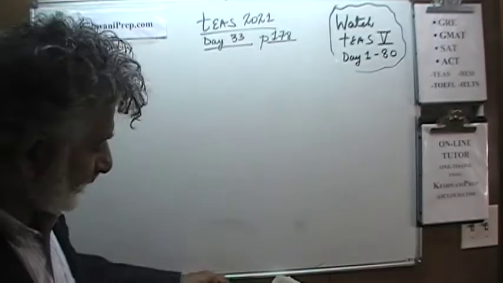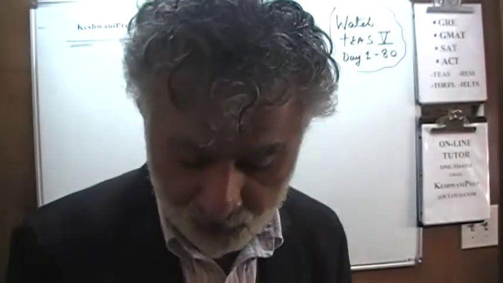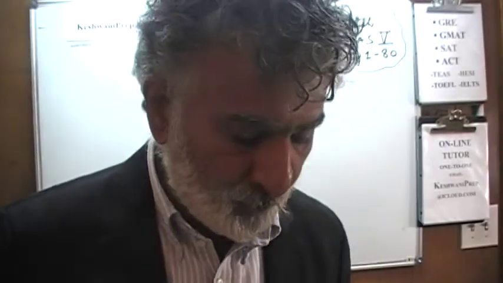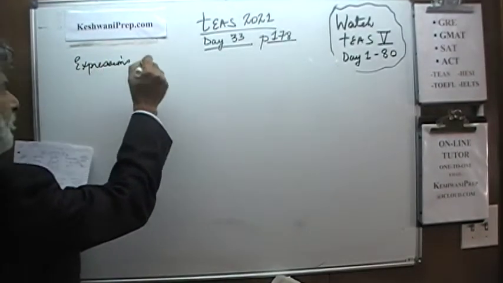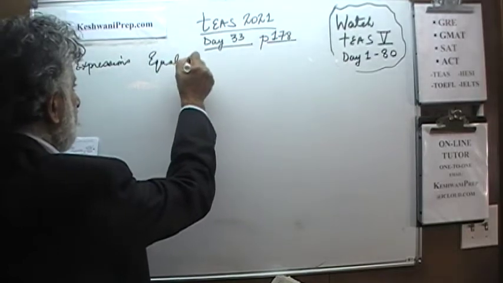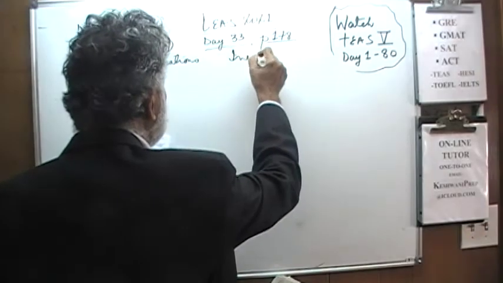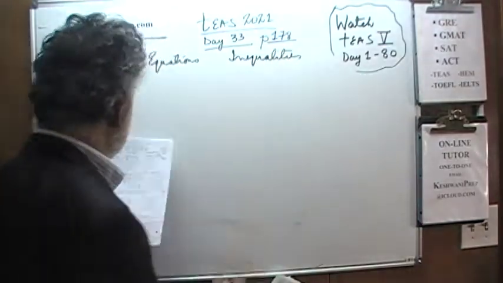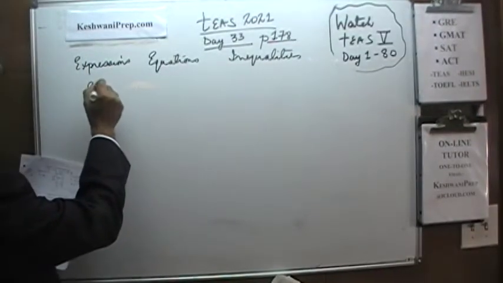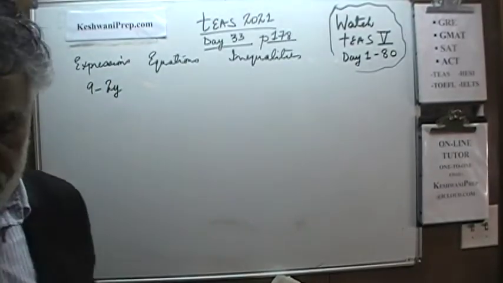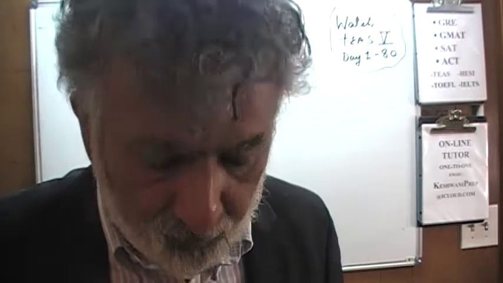On page 178, we deal with three concepts: concept of an expression, an equation, and an inequality. Expressions, equations, and inequalities. Let's go through them. It's a very straightforward, simple concept. For example, something like this: 9 minus 2y. This is what you will find on top of the page number 178. Always make sure the book is in front of you. It makes life easier. On top of page 178, they talk about three examples, which is what I'm going through right now. 9 minus 2y is just an expression.